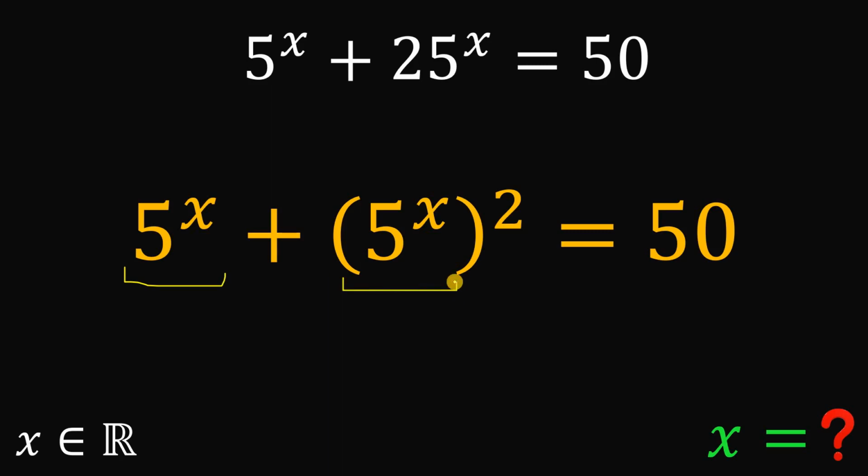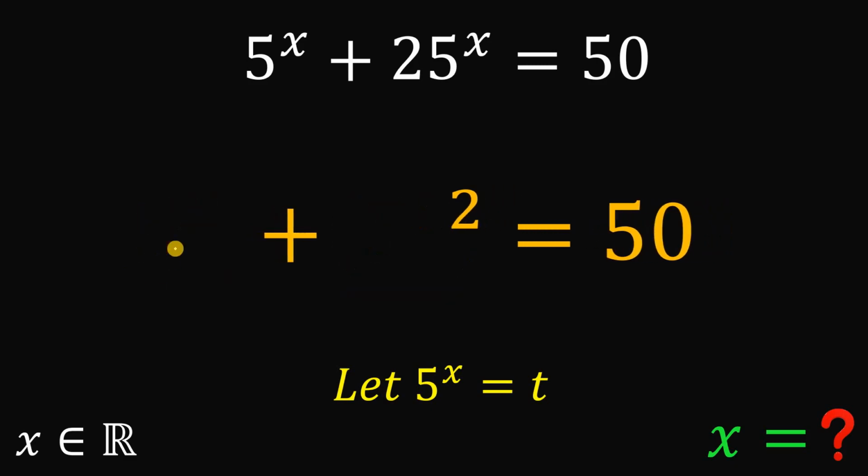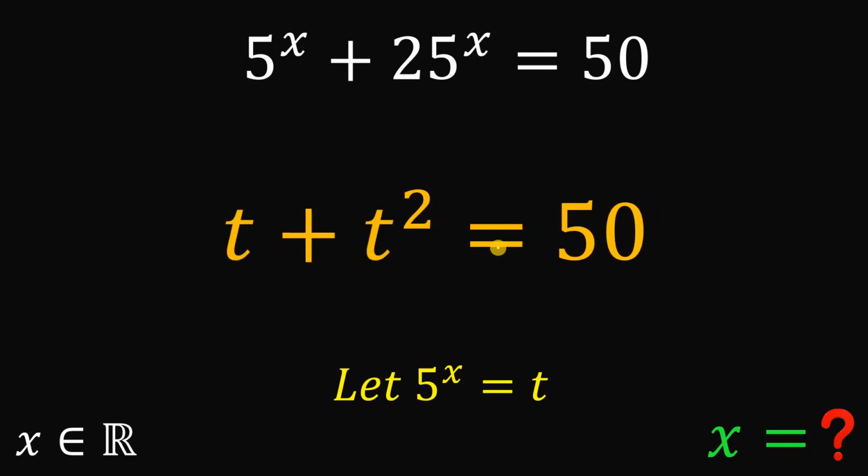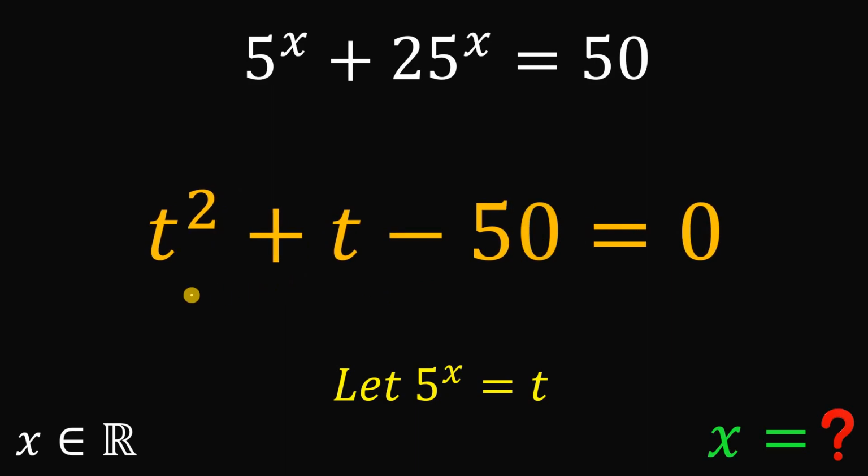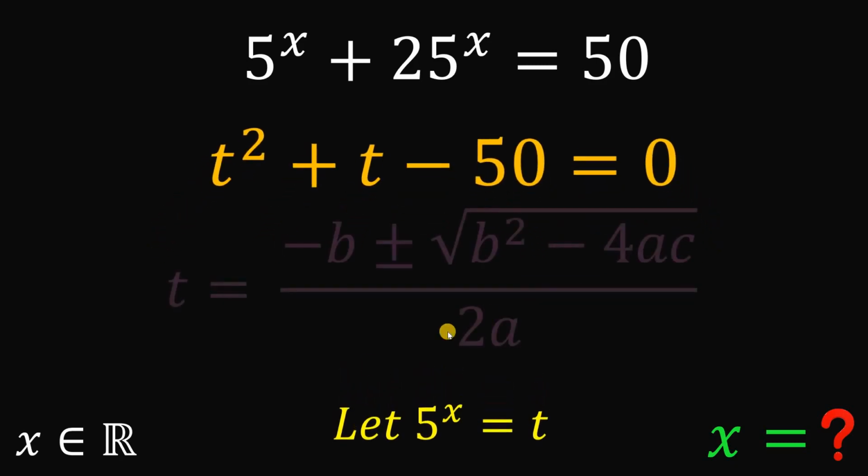Now, if we have a common term, one strategy is to replace this with another variable, and let's call this t. So let 5 raised to the power of x be equal to t. So all 5 raised to the power of x becomes t. Now we have t plus t squared equals 50, and this is a quadratic equation. So now let's rearrange some terms a little bit and equate this to 0. Now, this equation is not factorable. So we will use the quadratic formula.